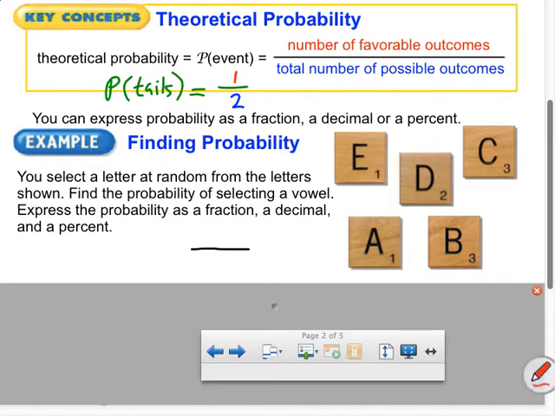Very good. So we have 2 vowels. I'll circle those. The number that would go on the bottom is 5 because we have 5 total letters. 5. Good. So we have 1, 2, 3, 4, and 5. Okay, very good.